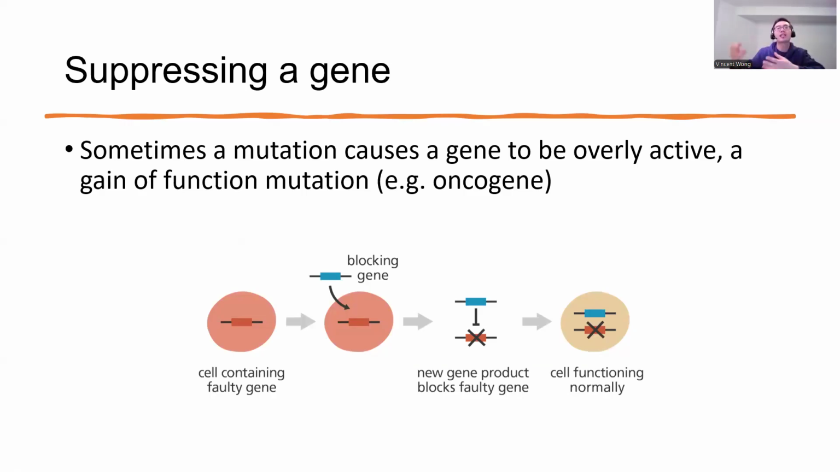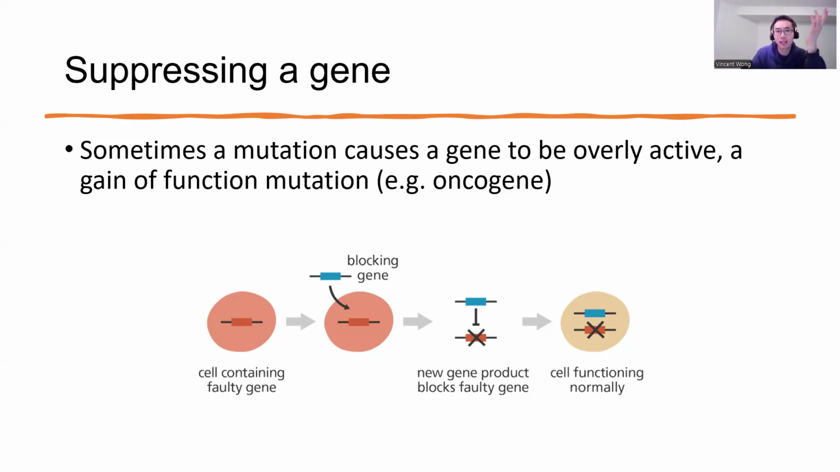It's a green light that doesn't turn off, right? And so you have cells that are undergoing cell division very rapidly, which could cause tumors, right? So in this case, if we use gene therapy to deliver a blocking gene, the blocking gene is going to basically shut down the overly active oncogene, and then the cell, in theory, would return to normal function.